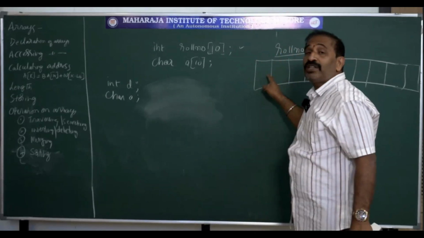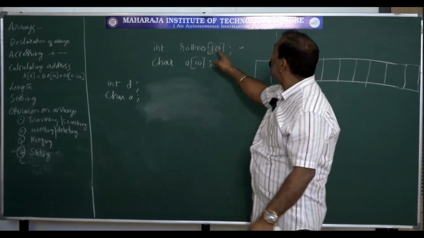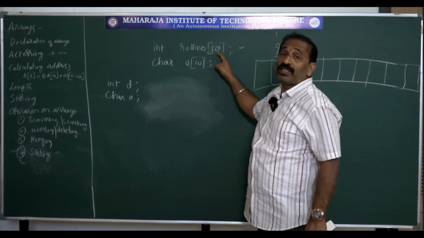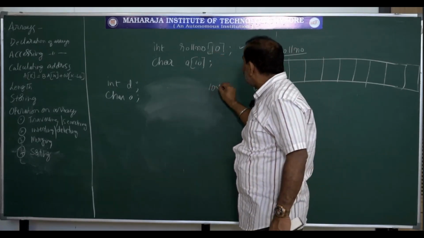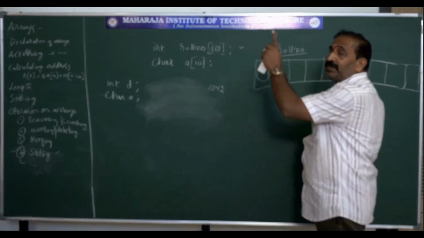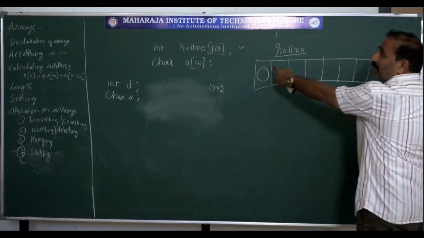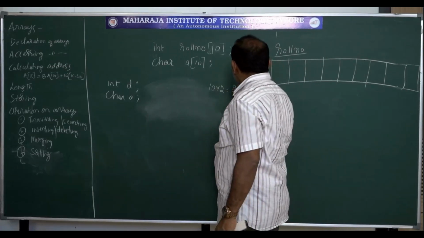Whereas in case of an array, it is more. Since I am storing integers with a size of 10, it is 10 into 2 bytes. Each integer takes 2 bytes, so 2 plus 2 plus 2 plus 2, and there are 10 elements, so 10 into 2 becomes 20 bytes.